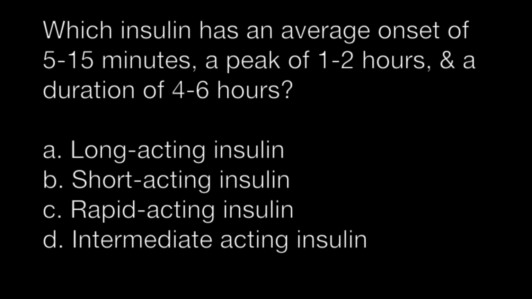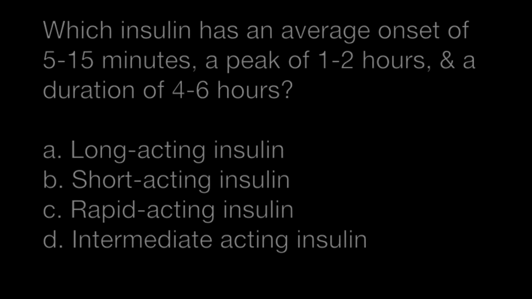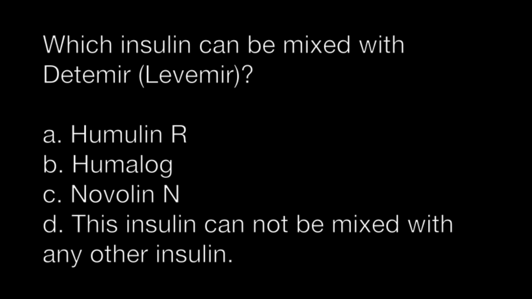Which insulin has an average onset of 5 to 15 minutes, a peak of 1 to 2 hours, and a duration of 4 to 6 hours? Which insulin can be mixed with detemir, also known as Levemir?